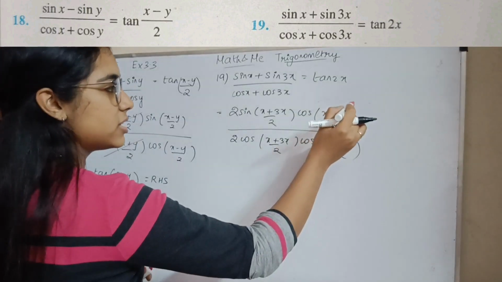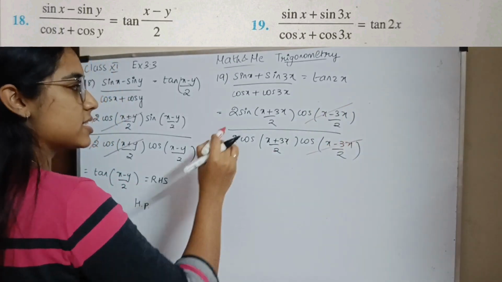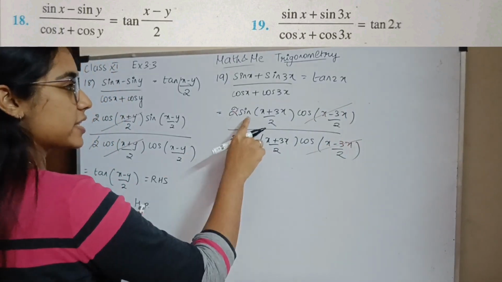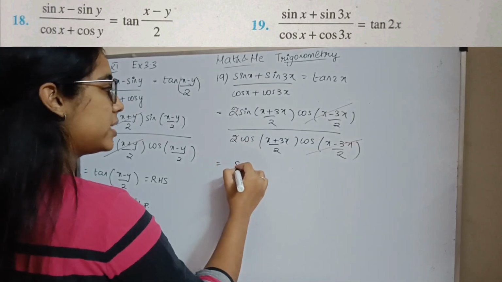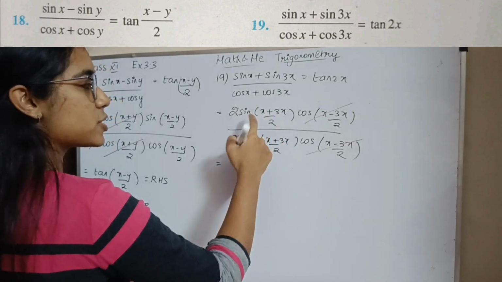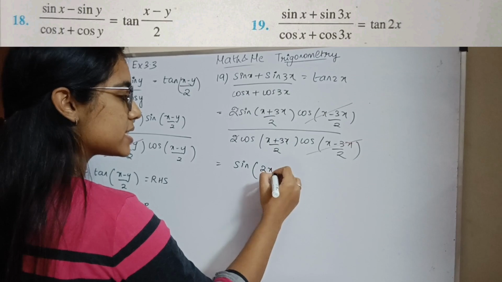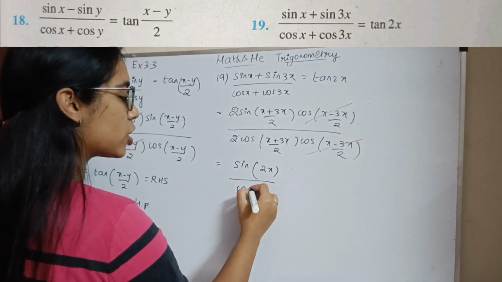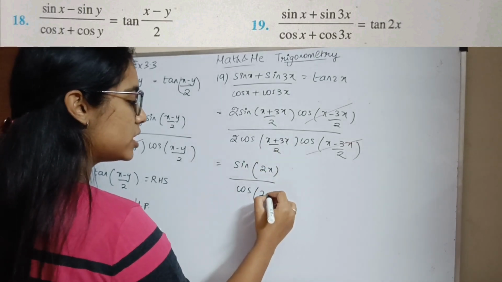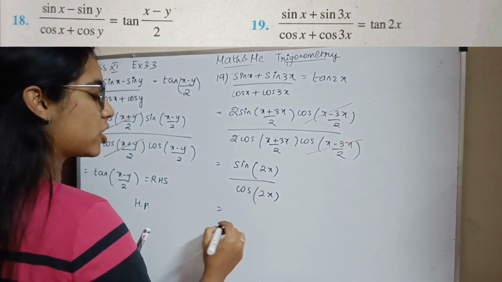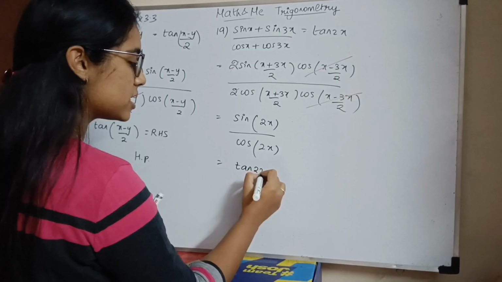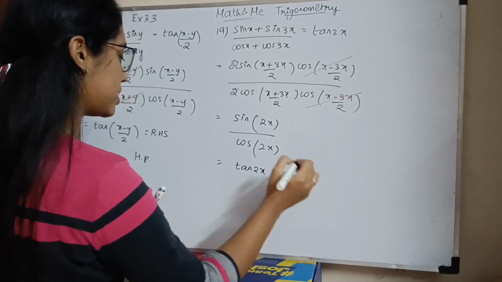So, directly you can see this whole term and this whole term is getting cancelled. 2 is getting cancelled. So, I have sin theta by cos theta, which will be sin of (3 plus 1 is 4) 4x by 2, sin 2x, divided by, similarly for cos, I have 3x plus x, 4, 4 by 2 is 2. So, I have sin theta by cos theta, which is tan theta, where my theta is 2x, which is equal to RHS. Okay.